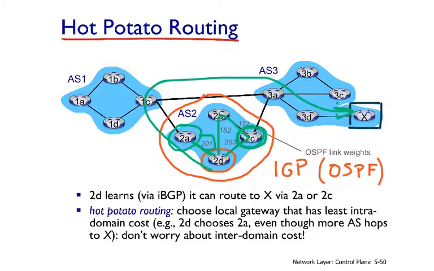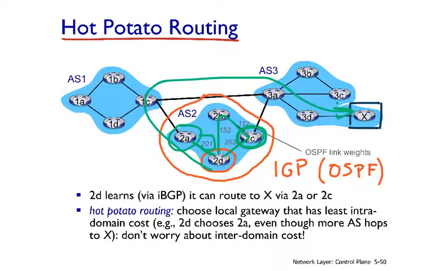In this case, we don't take into account the policies in terms of number of ASs, we just want to exit from the domain as fast as possible, like a hot potato that is in our hands. So we want to exit the AS2, and we will use the least cost path to exit the domain.